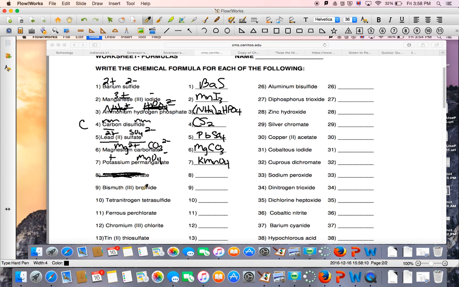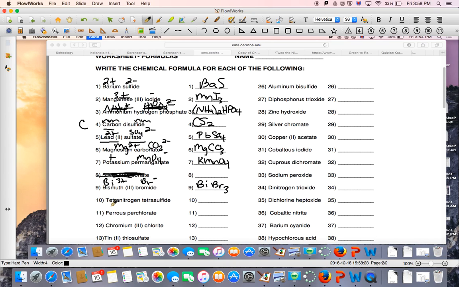Okay? We're going to skip this one because this is not one that you would typically name this way. There's another set of naming rules. We're going to go here to bismuth 3 bromide. Bismuth is a metal, so he's going to be a 3 positive. Bromide is bromine, who's a -1. So give 3, taking 1, it's going to take Bi and then 3 of the Br's.